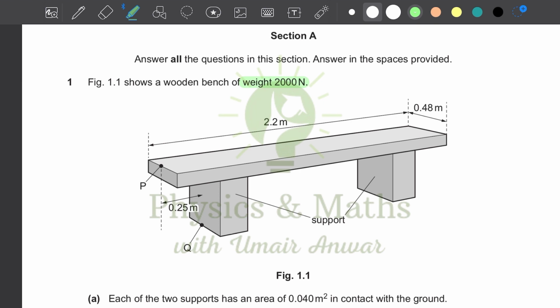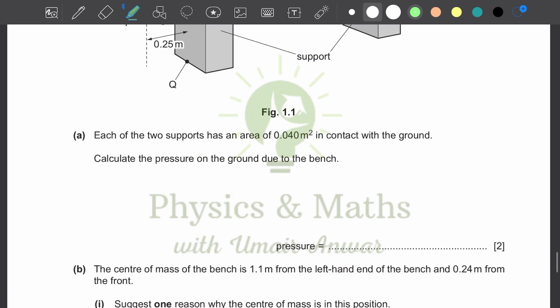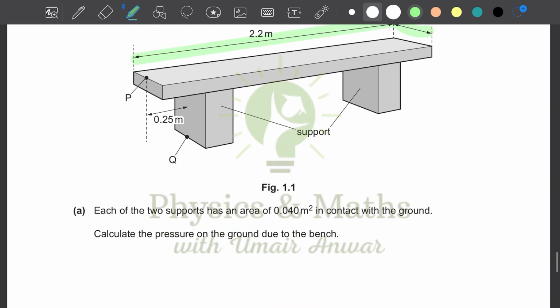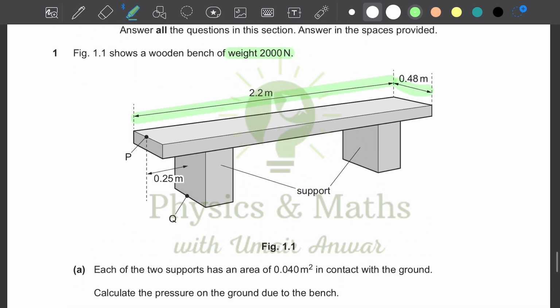Now the bench has some dimensions given to us also, and the length of the bench is given to be 2.2 meters here, and the width of the bench is given to be 0.48 meters. Each of the two supports has an area of 0.040 meters square in contact with the ground. Calculate the pressure on the ground due to the bench.